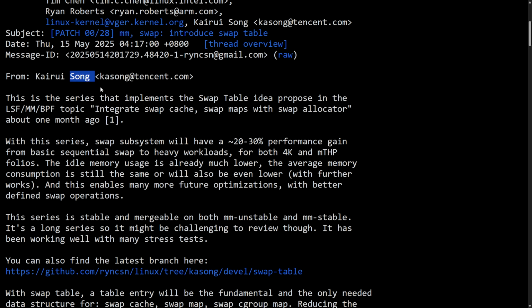Kairui Song here has a new proposed idea of a swap table in the memory management subsystem, which would integrate swap cache, swap maps with swap allocator about a month ago. So in order to understand what's going on with the series of patches, let's talk about swap.